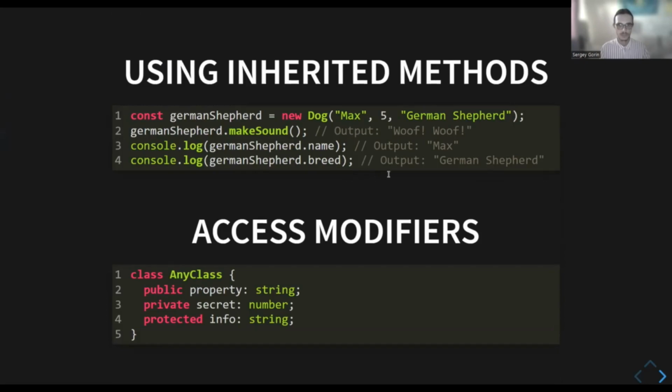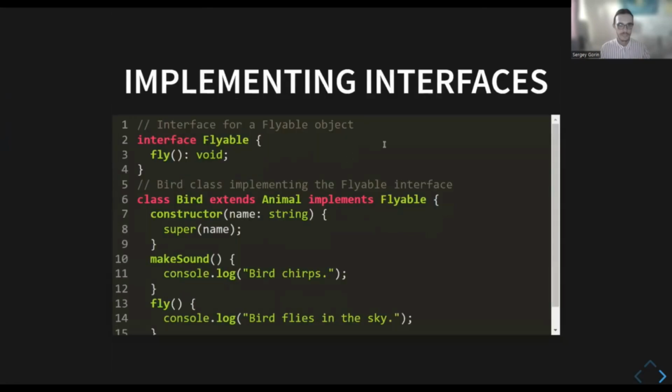And TypeScript supports access modifiers like public, private, and protected. By default, properties and methods are public. Interfaces can be implemented by classes, ensuring that the class adheres to a specific contract defined in the interface. A class can implement multiple interfaces.